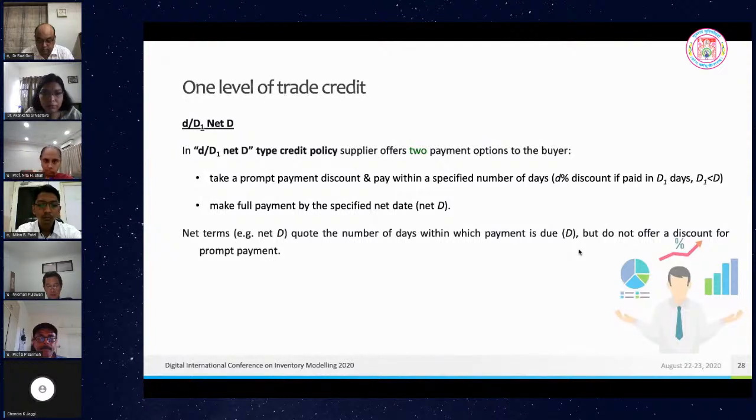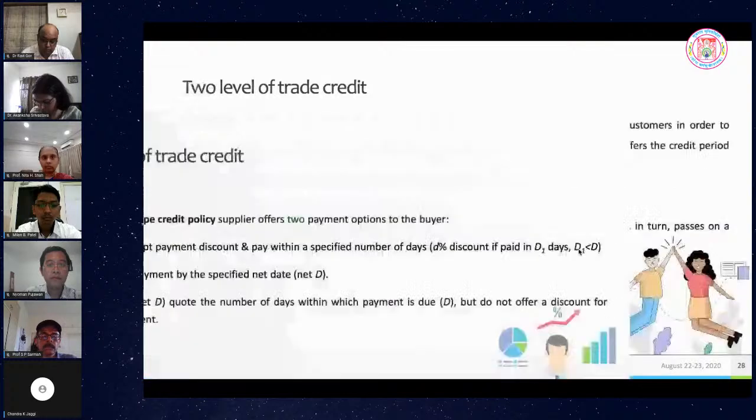Now, D%, D1, net D. Here we try to explore the situation of whether it is advantageous to take the discount or to forgo the discount. We explore and compare the two situations and try to arrive at the decision of what is right for the buyer, whether to forgo or take the discount.